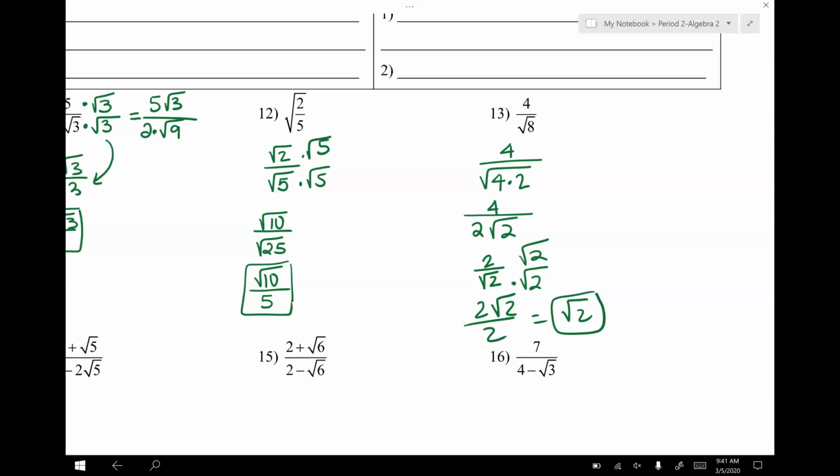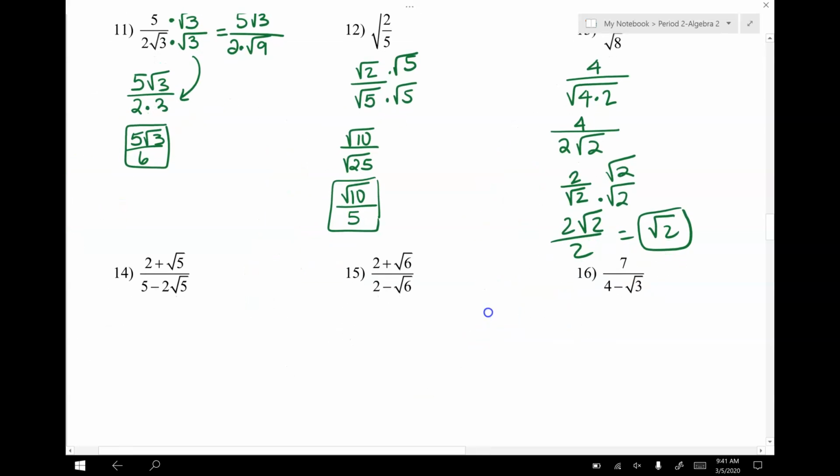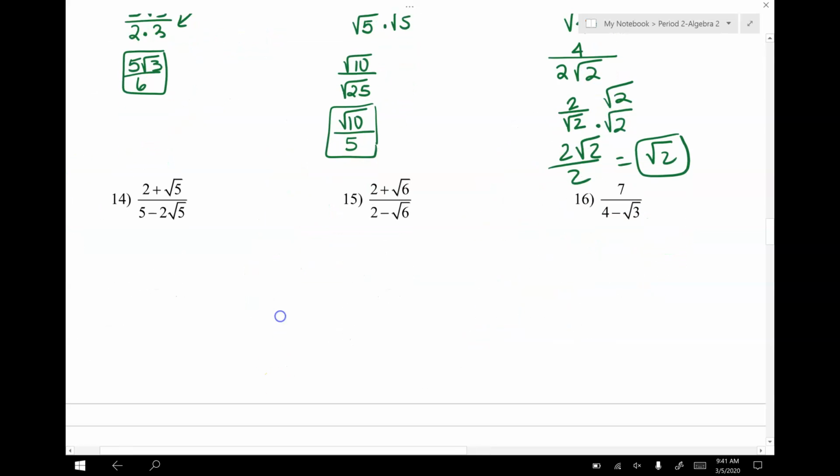Now, these are the newer ones. Some of you already know how to do these. Would you agree? We have 2 plus rad 5 divided by 5, take away 2 rad 5. Can I cancel that and that, the 2's and the 2's, and the rad 5 and the rad 5, and just get 5 as our answer?